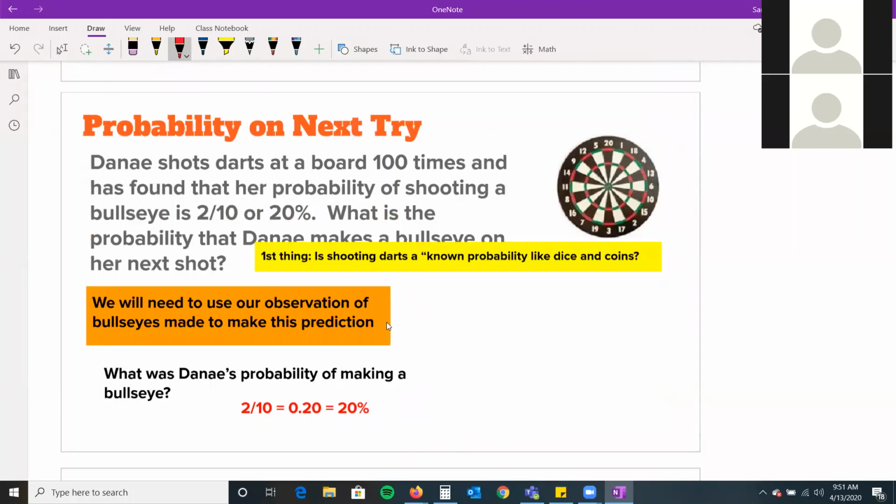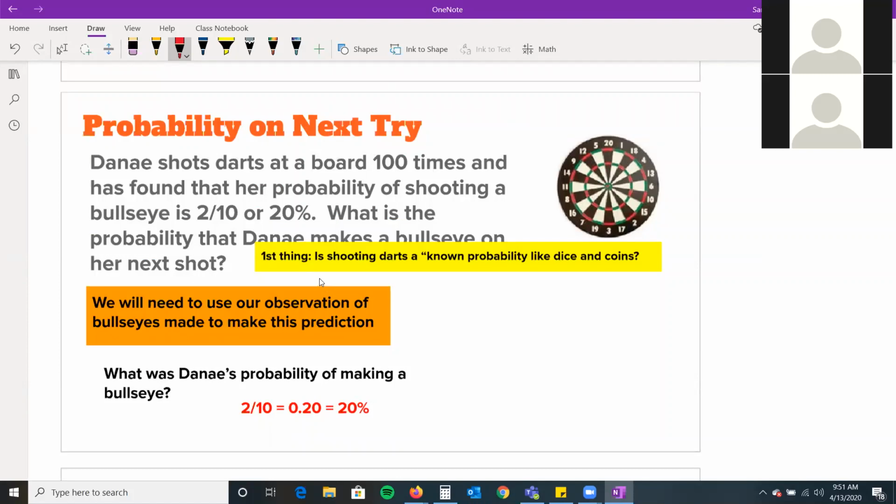So Janae shot darts at a board 100 times and found that her probability of shooting a bullseye is 2 out of 10, about 20%, which is pretty good because a bullseye is pretty hard, right? On a darts, if you ever played darts. What is the probability that Janae makes a bullseye on her next shot?